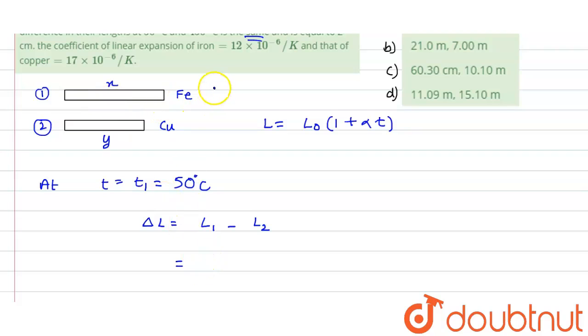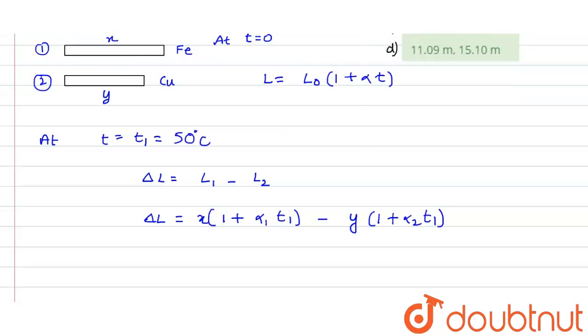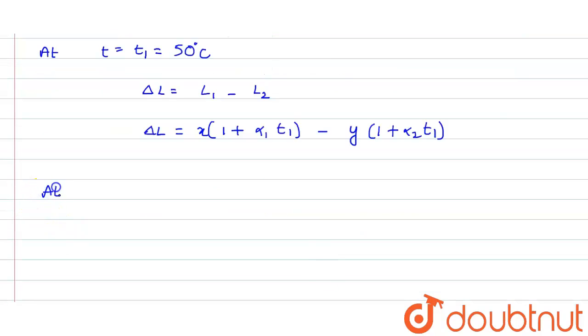This situation is at T equals 0. So this is L naught for iron and this is L naught for copper. We can plug in the values: x into 1 plus alpha 1 T1 minus y into 1 plus alpha 2 T1. The temperature T1 is the same for both, and alpha is different, so we have used subscripts 1 and 2. Let's call this equation 1.